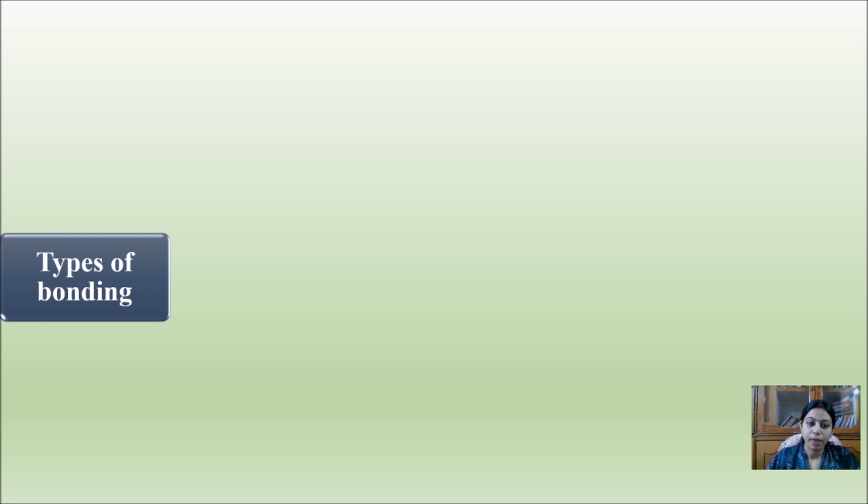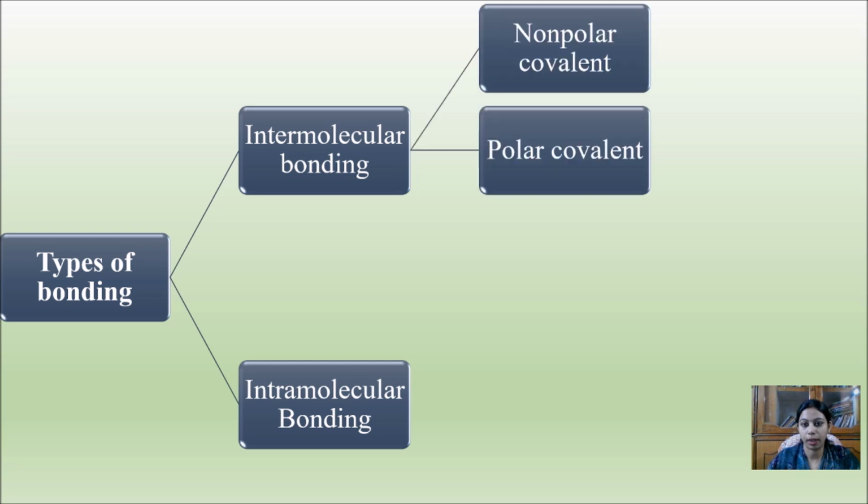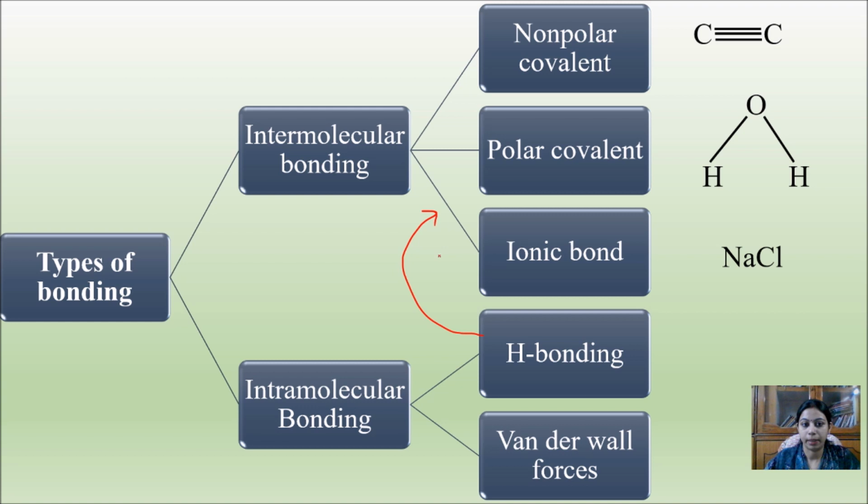There is no definite way we can classify bonding, but here I have classified it into two parts: intermolecular bonding and intramolecular bonding. So intermolecular bonding is basically classified into three parts: non-polar covalent, polar covalent and ionic bond. Others are the intramolecular bonding. Here hydrogen bonding can also be included in the intermolecular bonding, and the other is the van der Waals forces. Apart from this, there may be other types of bondings also, like coordinate bonds, and metallic bonds may be there.